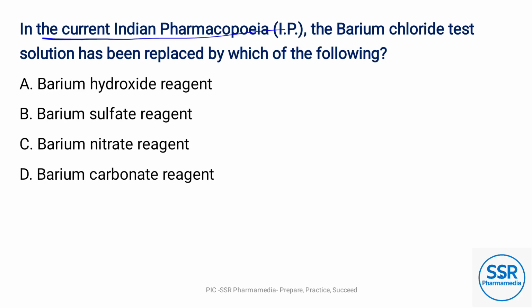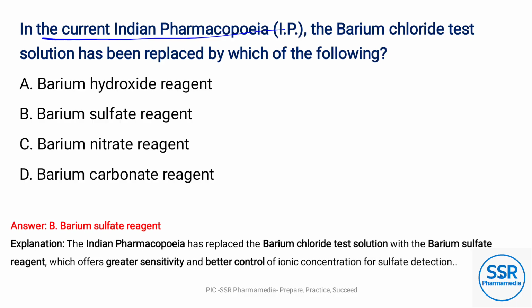In the current Indian Pharmacopoeia, the barium chloride test solution has been replaced by which of the following? The answer is option B, barium sulfate reagent. In the Indian Pharmacopoeia, barium chloride test solution is replaced with barium sulfate reagent, which offers greater sensitivity and better control of ionic concentration for sulfate detection.